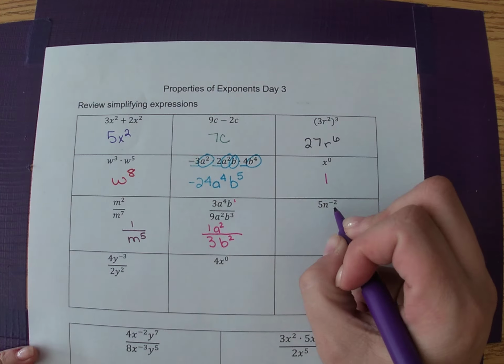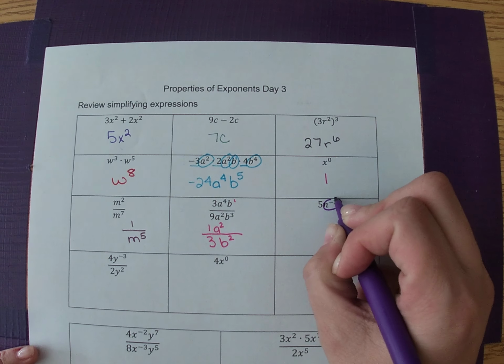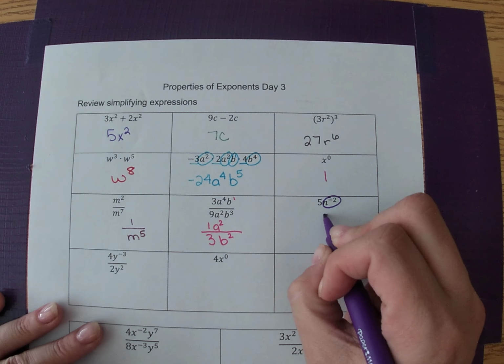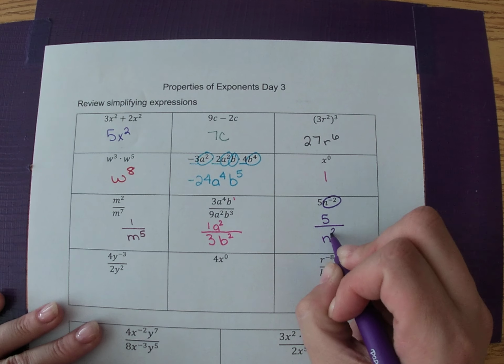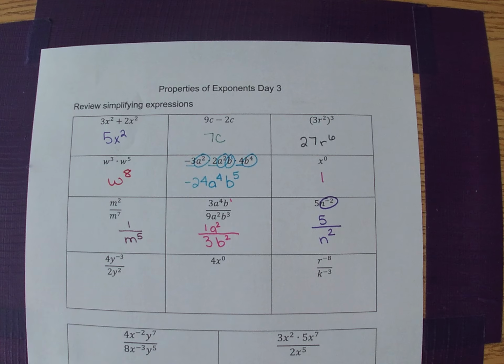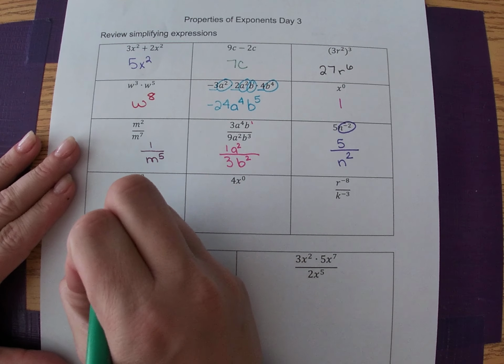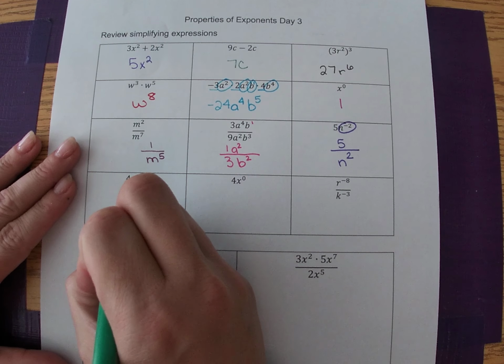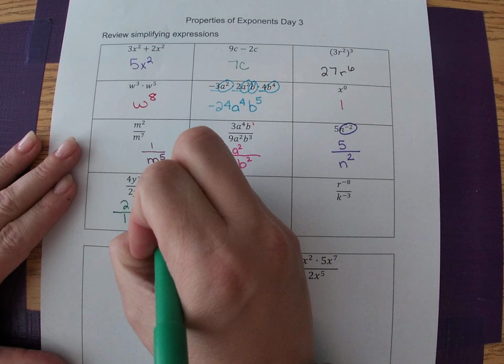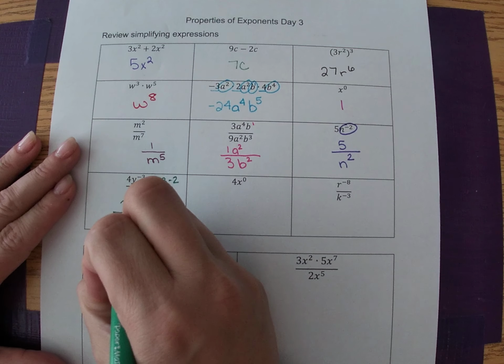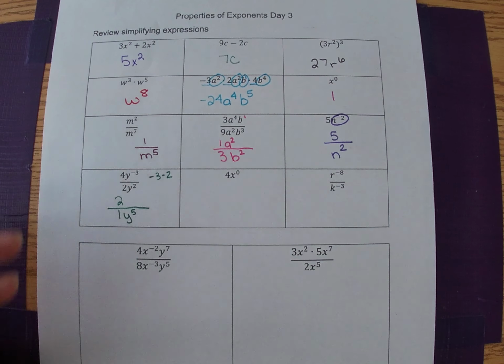All right, a negative exponent tells us to move the base and the exponent to the other side. So the 5 stays put because it's not the base or the exponent, so we get 5 over n squared. On our next one, we're going to reduce 4 divided by 2 is 2, or 2 over 1, and then we subtract. Negative 3 minus 2 gives us a negative 5. A negative exponent goes on the denominator.